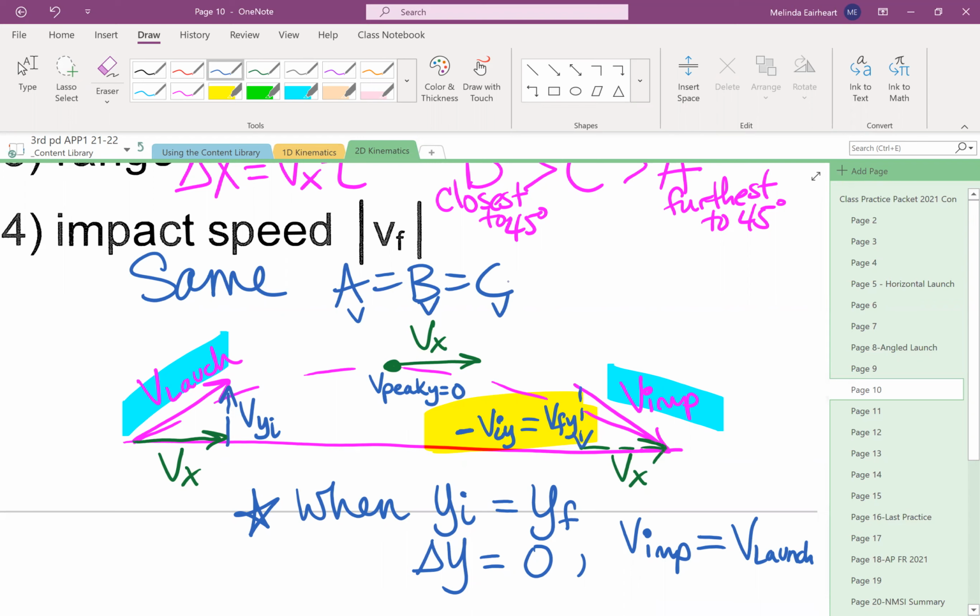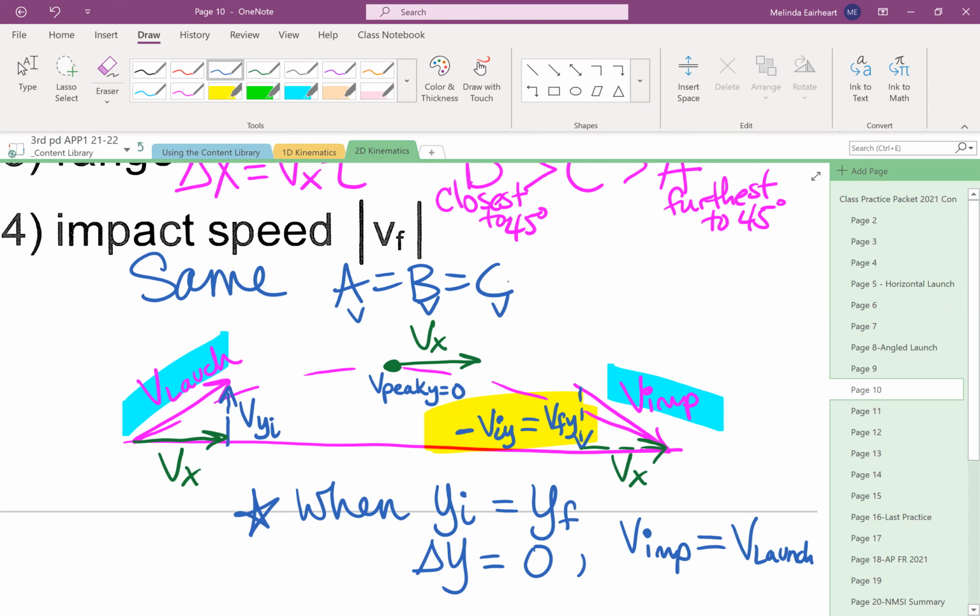Questions on launching at an angle. We looked at components, okay? Components is going to be a key word whenever we do forces and velocities at angles.